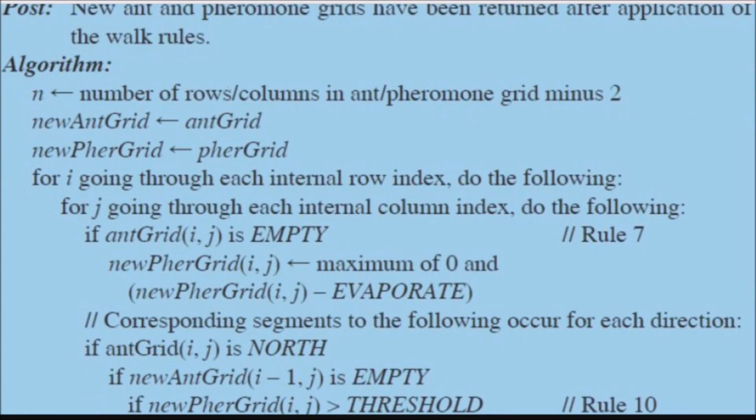It says the number of rows and columns in the ant and Fermat grid is n, so that means an n by n square. In the ant or Fermat grid, everything is initialized to -2, so that it is not going beyond 0. So the new ant grid will be the ant grid, and the new Fermat grid will be the Fermat grid.